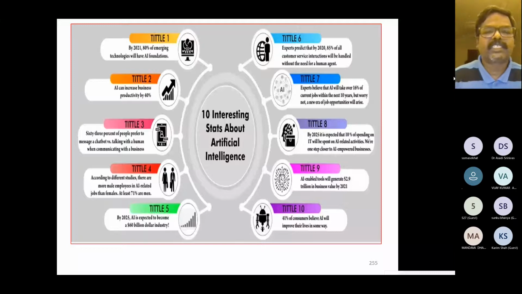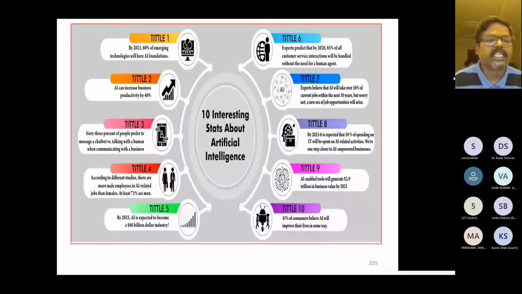The first interesting statistic: by 2021, over 80% of emerging technologies will have AI foundations. We have already started in all the applications. Second statistic, AI can increase business productivity by 40%. Soon we are going to see this statistic.